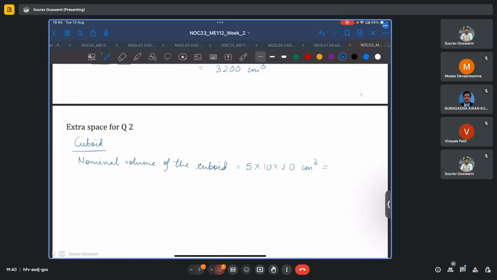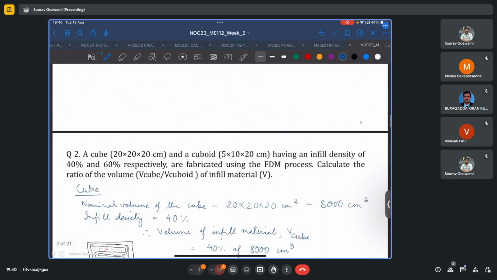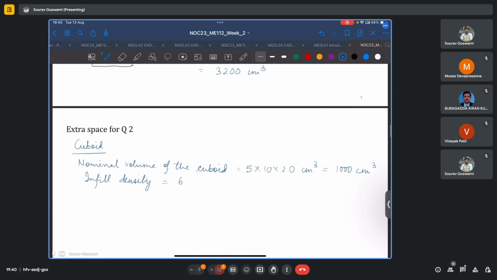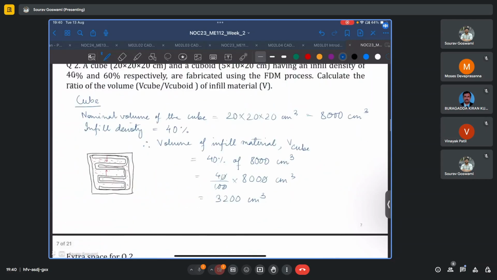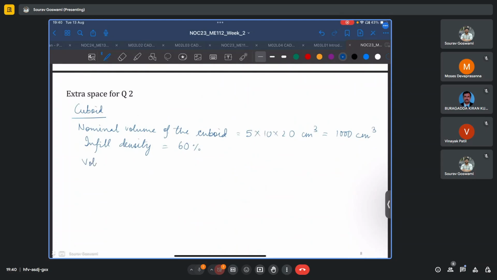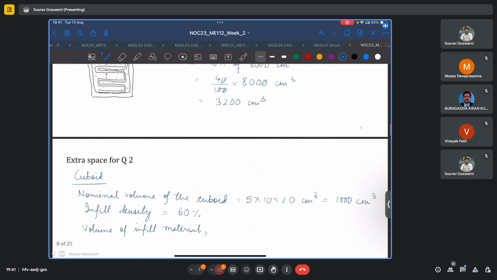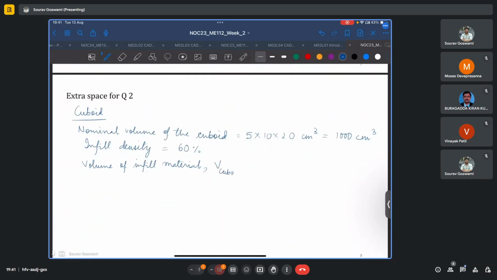So that to be 10,000 centimeter cube. The infill density in this case is 60%, and thus we know that the volume of the infill material, which is denoted by V cuboid, is 60% of 1000, which is 600 centimeter cube.